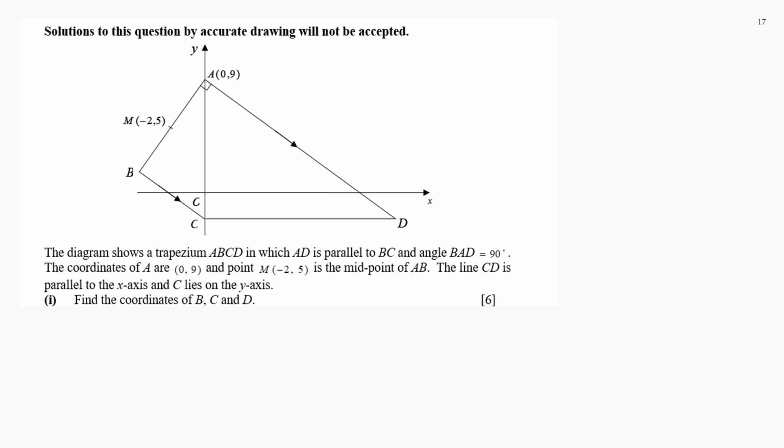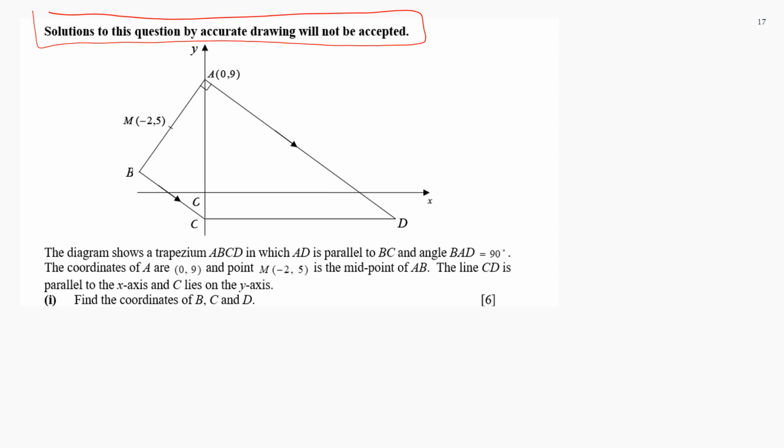But usually for coordinate geometry, it's around 9 to 10 marks questions. Okay, and usually in such questions, there will always be a phrase here saying that solution to these questions by accurate drawing will not be accepted. Meaning you have to apply the concepts we've learned. You can't actually draw it out and say that, oh, point D is so and so by drawing. Okay, you can't do that.